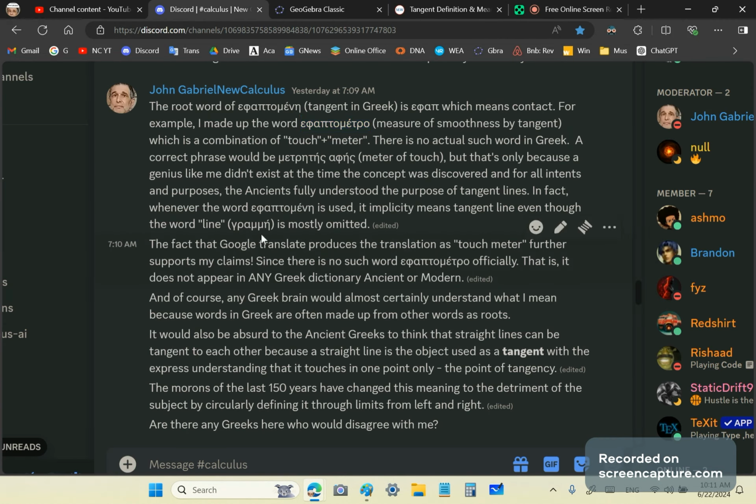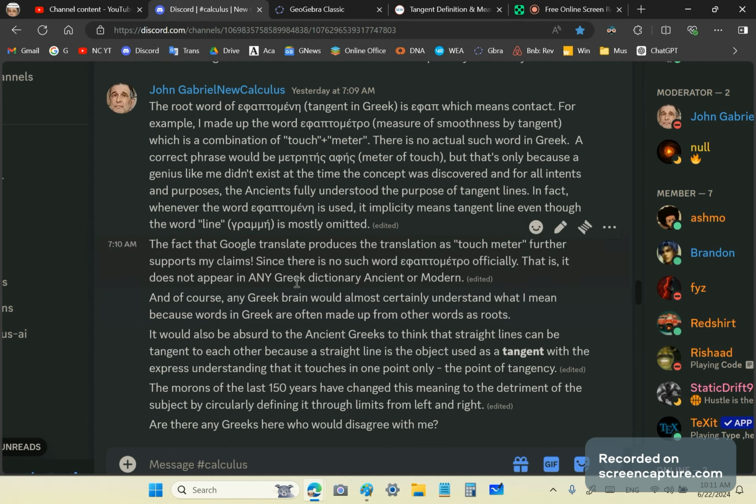So, in one of the Discord discussions that we were having, I talked a bit about the origin of the tangent line concept. The root word of the tangent line in Greek, which is ephaptomeni, is aphi, okay, which means contact.